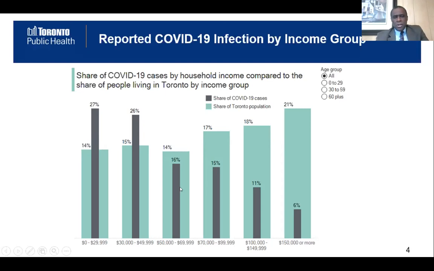And the people in the middle, making somewhere between $50,000 and $70,000 a year, are closer to being balanced in terms of their share of the population and their share of COVID cases. So basically, lower income folks are experiencing COVID more than folks at the other end.